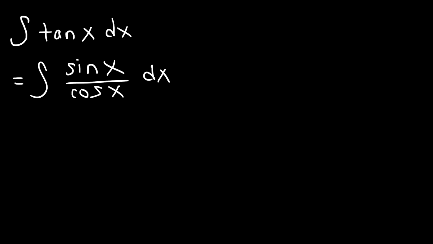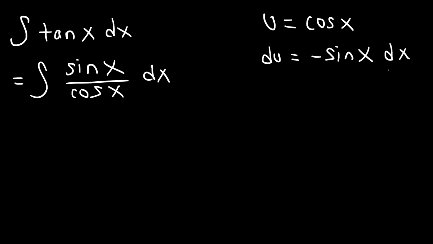So now how can we integrate this expression? We need to use a technique known as u-substitution. We're going to make u equal to cosine x. And du is going to be the derivative of cosine, which is negative sine x times dx.